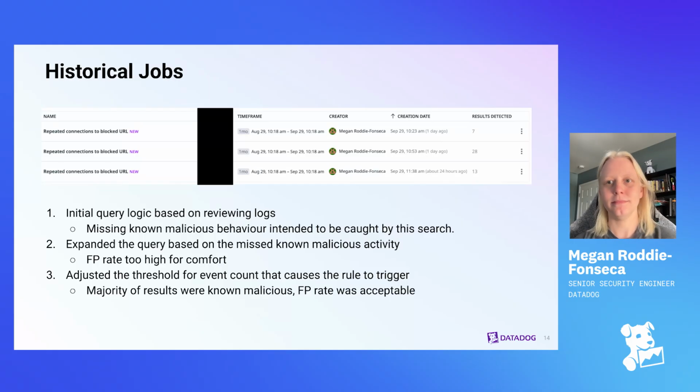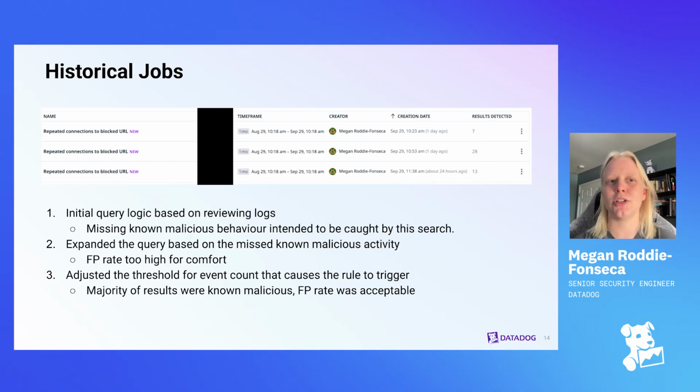However, there was known malicious activity from a recent incident that I didn't see in the results and expected. So I went back to the incident activity. I saw, okay, this is why I missed it. I adjusted my rule and now it has 28 hits. Those were true positives, but it was still too many false positives for me to feel comfortable putting this into production. So then I did some tuning.